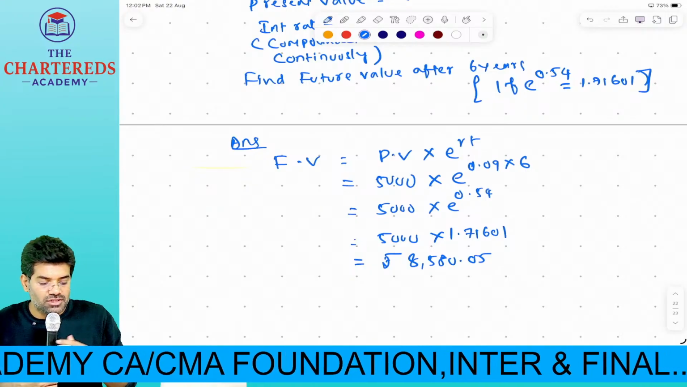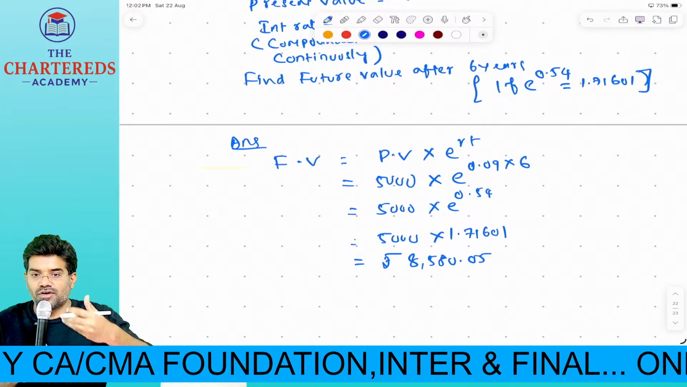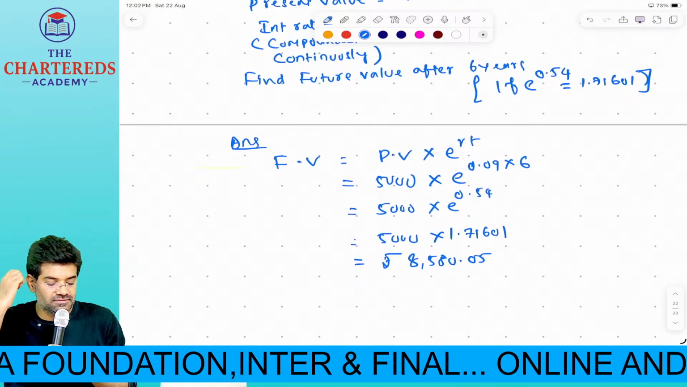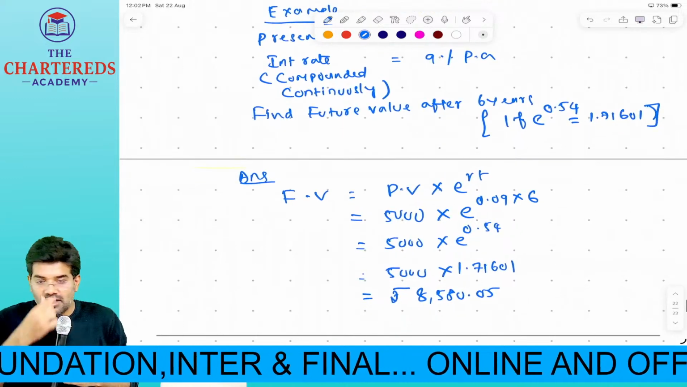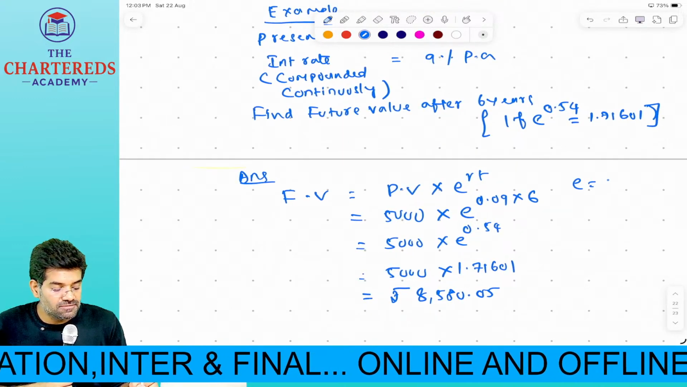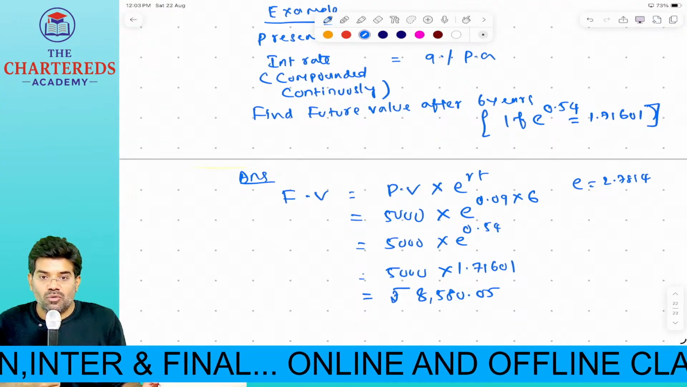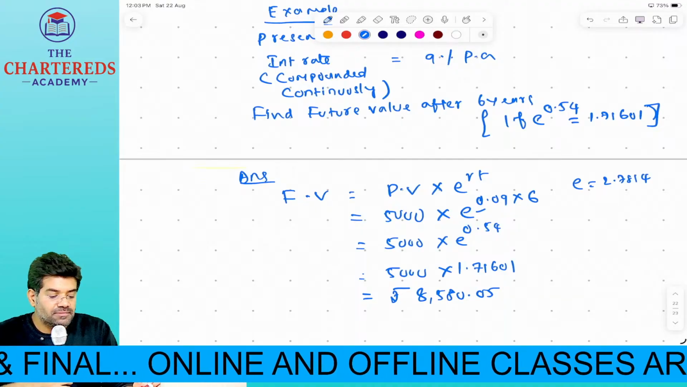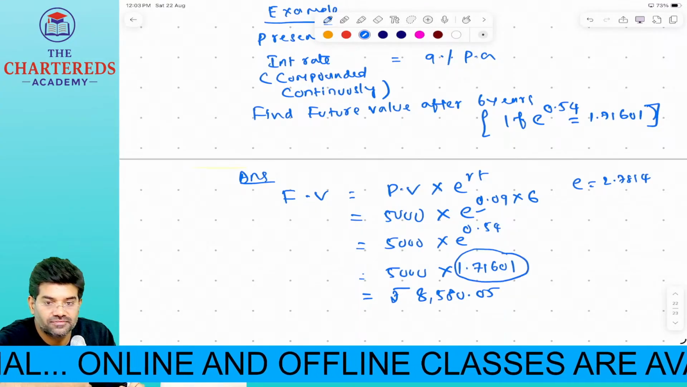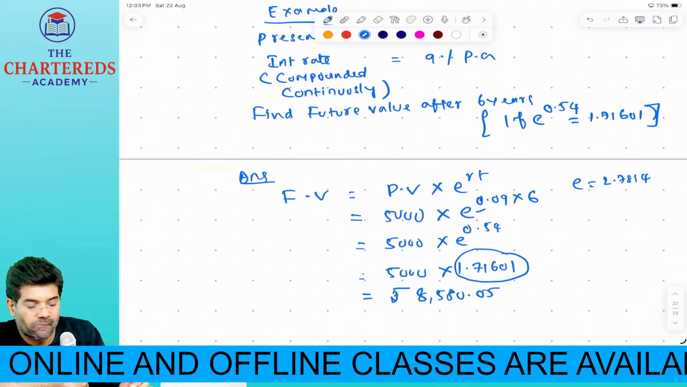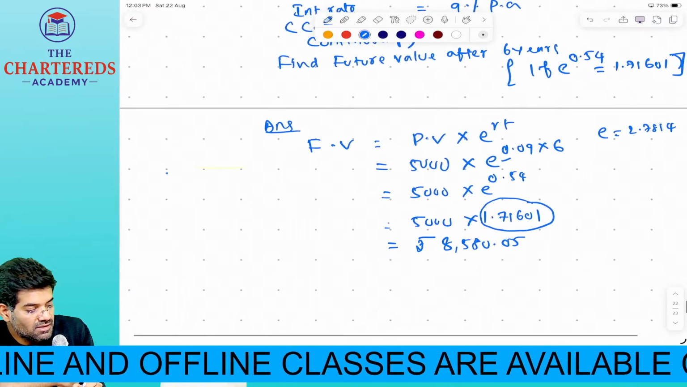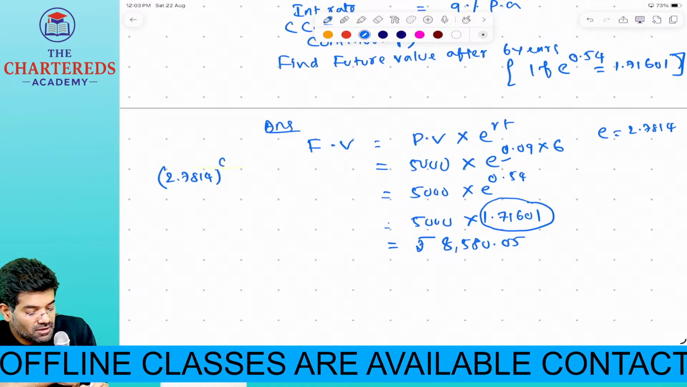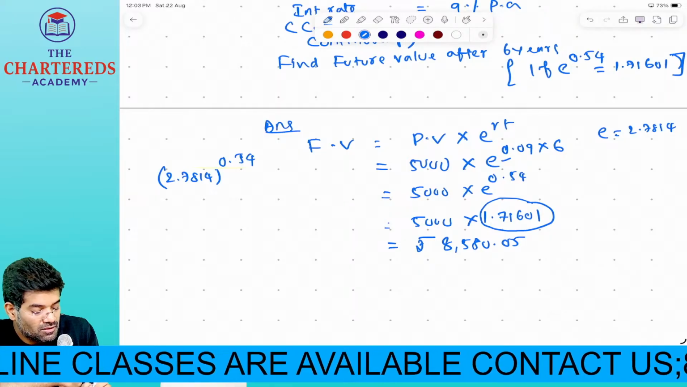So just to make you know, in case of continuous compounding, how do you calculate future value? I've given this. Now I told you that the e value is how much? 2.7814. If you put 2.7814 in place of e, we can also calculate this value with a calculator. How? 2.7814 whole power of 0.54.